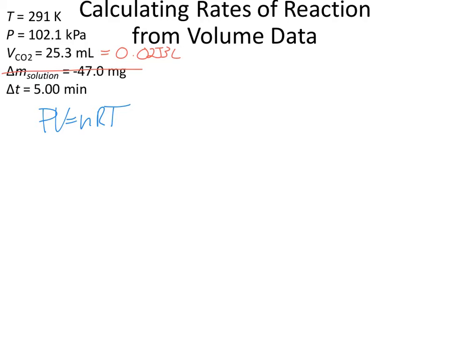So what we're going to have to do is solve for n, so rearrange this. n is equal to PV over RT. Now once again, we don't remember R, we don't have R given to us, but it is a gas constant, so we will be able to find that out.